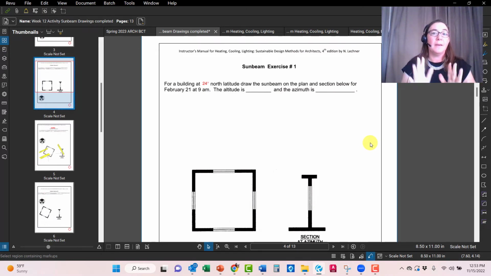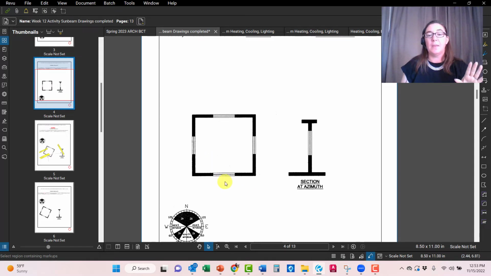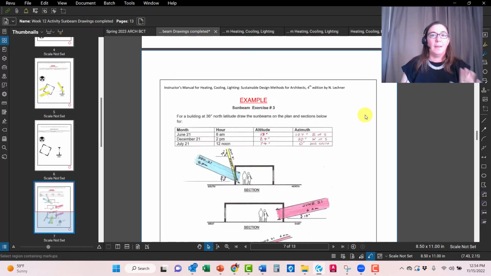Here we see another of the exact same exercise, only we've chosen a different latitude. So step 1 is to use that solar calculator to find the altitude and azimuth. Step 2 is to use the azimuth to find where the sunbeams penetrate this building, and to use the altitude to figure out where the sunbeams penetrate this section. Exercise 2 is much the same, so let's take a look at exercise 3.